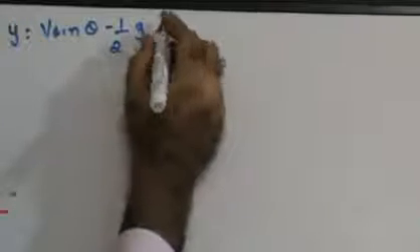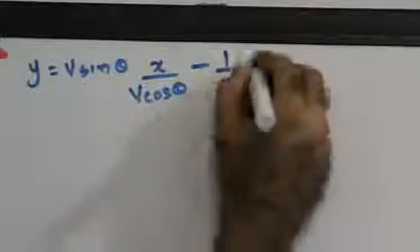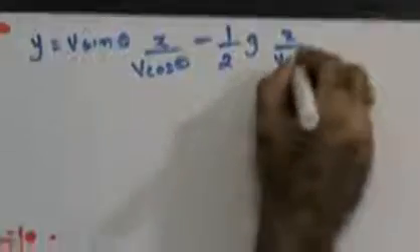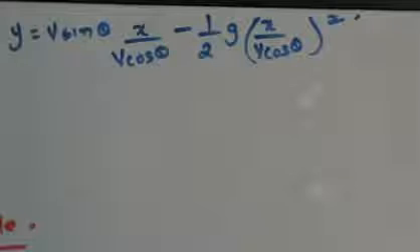T can be written as, again, y is equal to v sin theta into t. T is x upon v cos theta minus half g t square, x upon v cos theta the whole square. H is equal to ut plus half gt square. I'm still using the same formula.